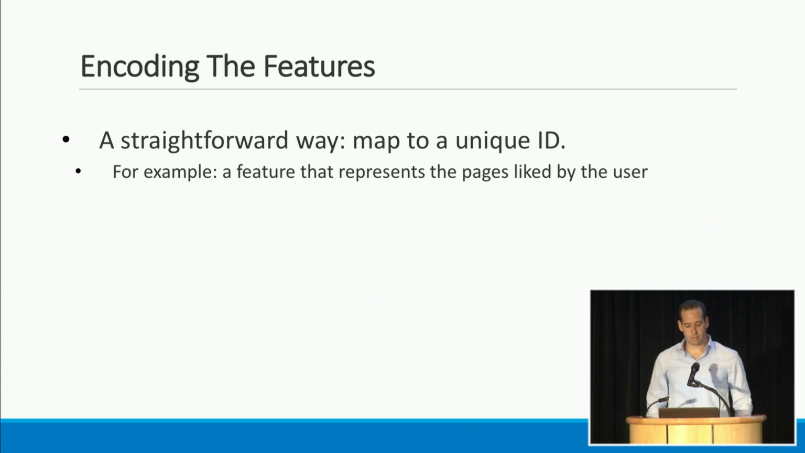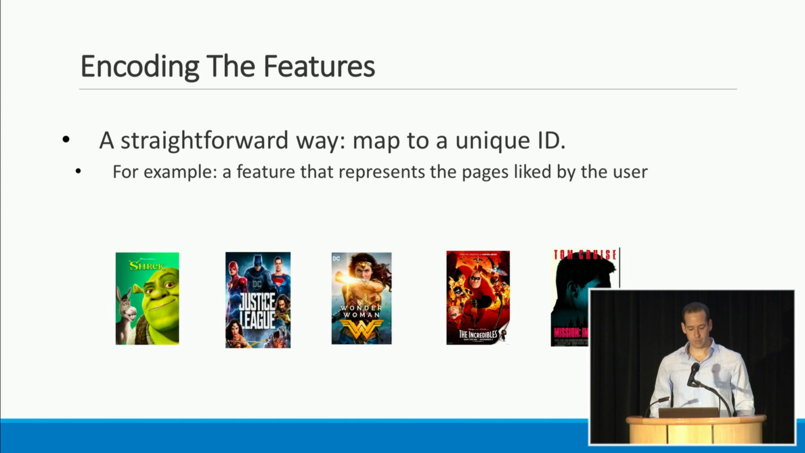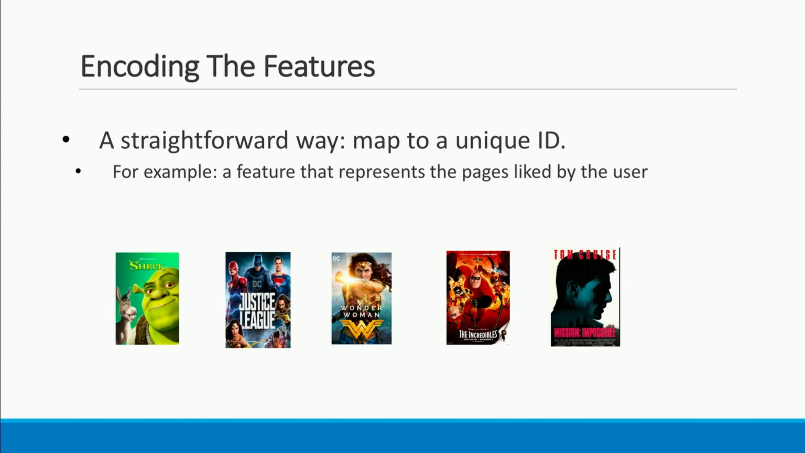Let's take, for example, the feature that represents the pages liked by the user, and let's imagine that these pages are movies. The straightforward way would be to just assign a unique ID per movie. If a user, for example, likes the movies Shrek and The Incredibles, the feature vector would just look like this: 1, 0, 0, 1, 0, and so on. The problem with this kind of representation is that we don't know much about the relationship between the movies. So if we have lots of information about Shrek, but not so much information about The Incredibles, we don't know whether we can apply information from one movie to the other.